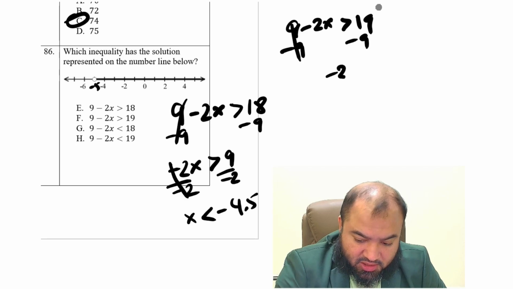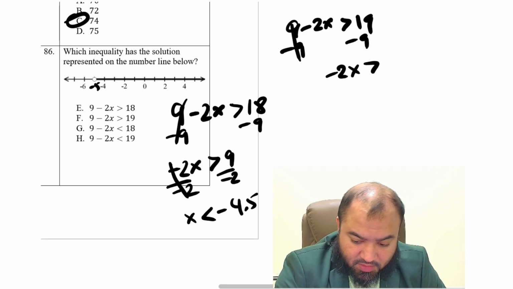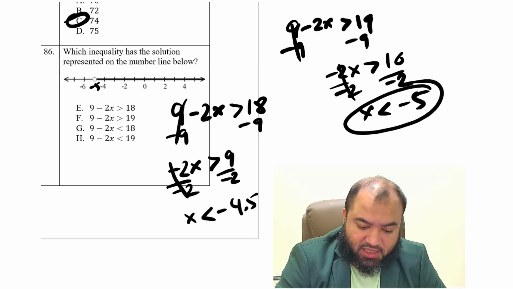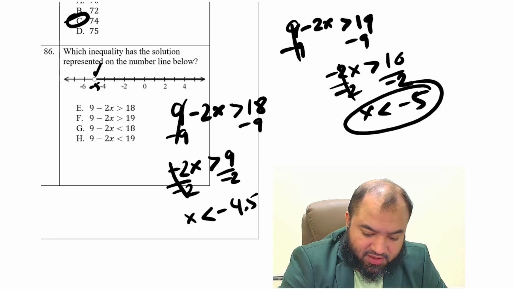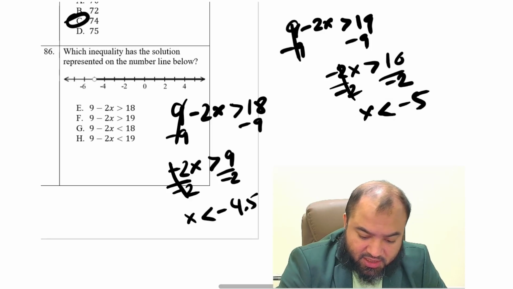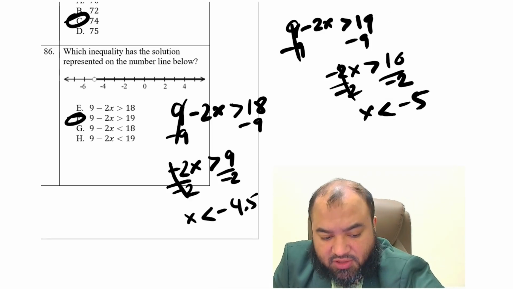-9, -2x is greater than 10. And divide by -2. Oh, we are seeing it. x is less than -5. All right, worked out. This is less than -5. You see the bubble is not shaded, okay? So the reason is 5 is not included, it's less than. If there was less than or equal, then I would have shaded that. So the answer is F. Excellent.